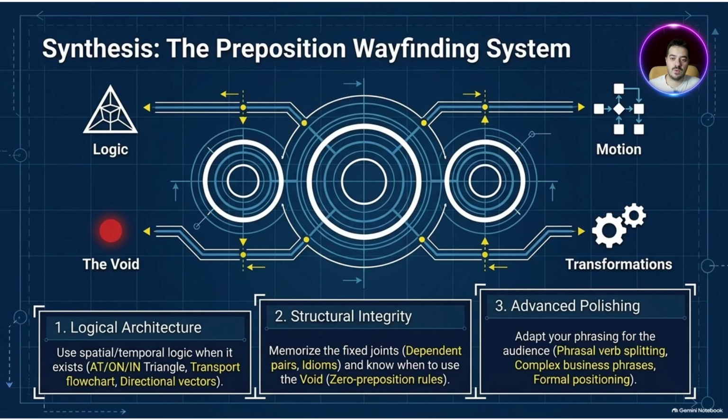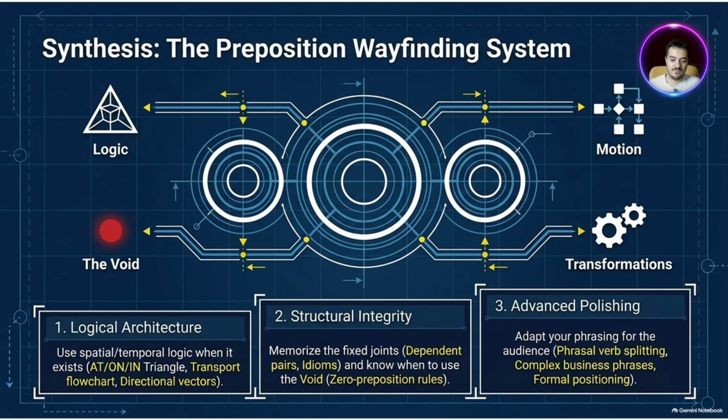Let's look at the preposition wayfinding systems. The first way of learning how to use a preposition is the logical architecture. Use spatial or temporal logic when it exists. Remember the at, on, in triangle that we discussed at the beginning of the session, the transport flowcharts that we discussed, and directional vectors. The second one is structural integrity. Memorize the fixed joints, dependent pairs, and idioms. They never change. And know when to use the void or zero preposition rules. We also talked about it.